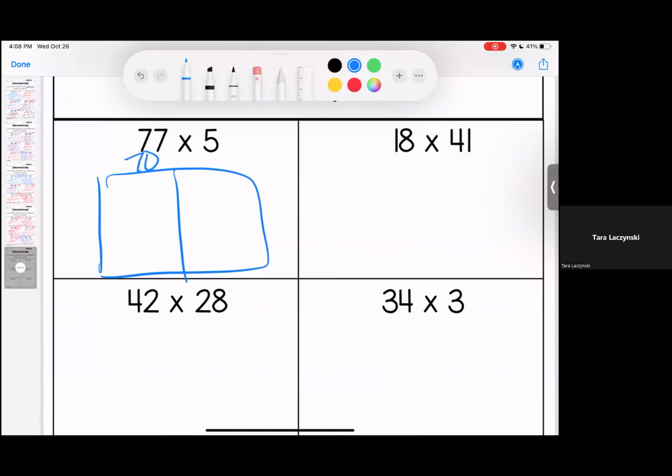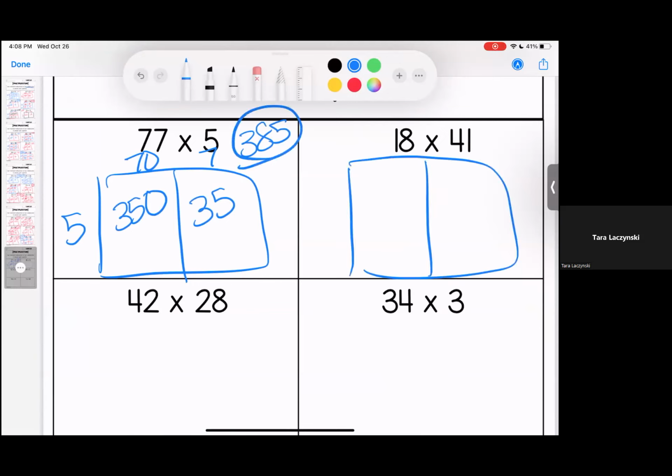Sorry, I misspoke. 77 times 5. 5 times 7 is 35, 1 zero. 5 times 7 is 35. Add both together to get 385.